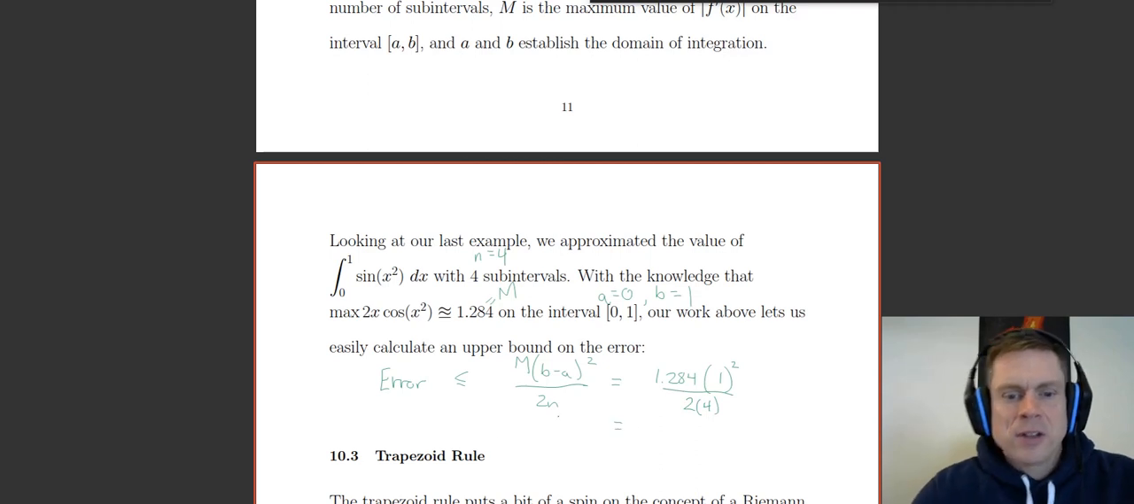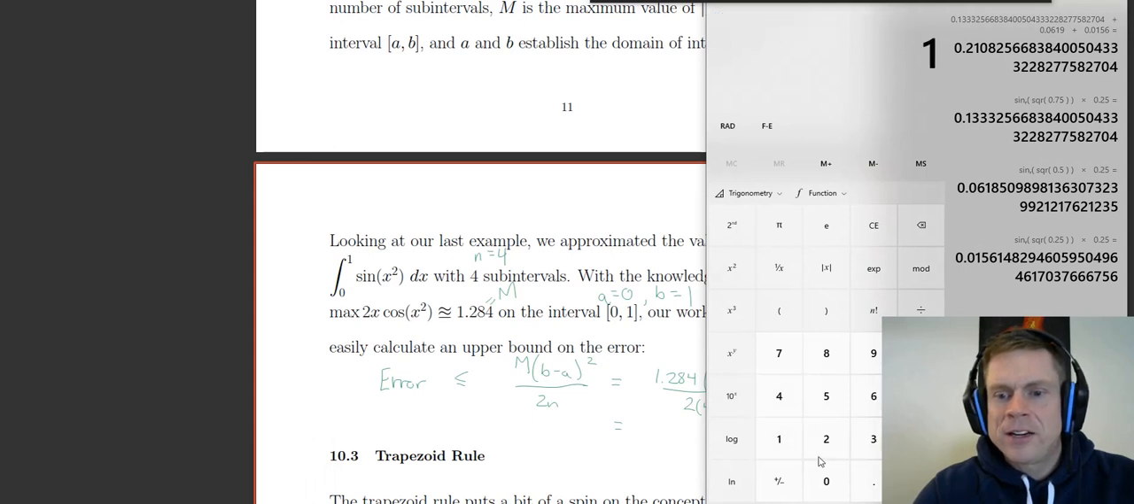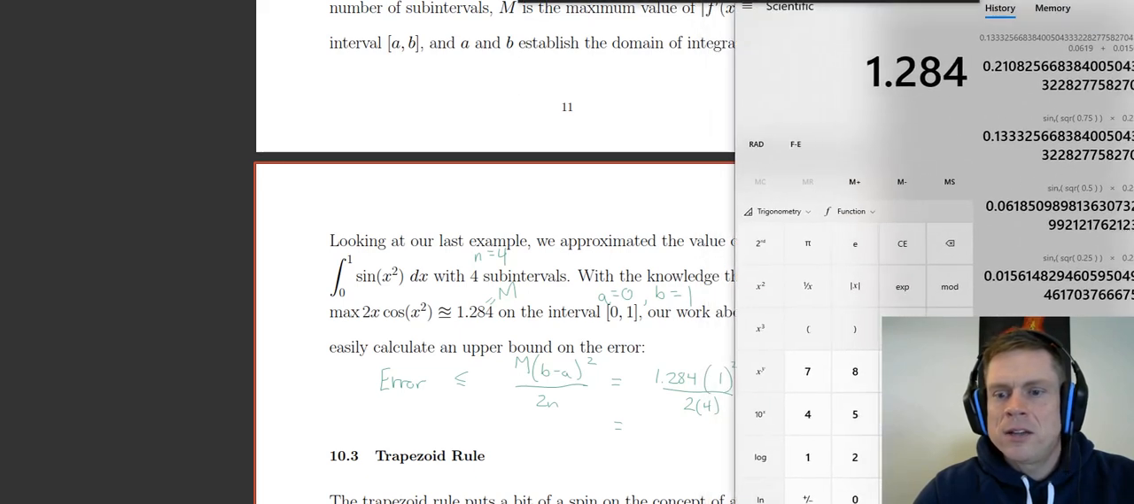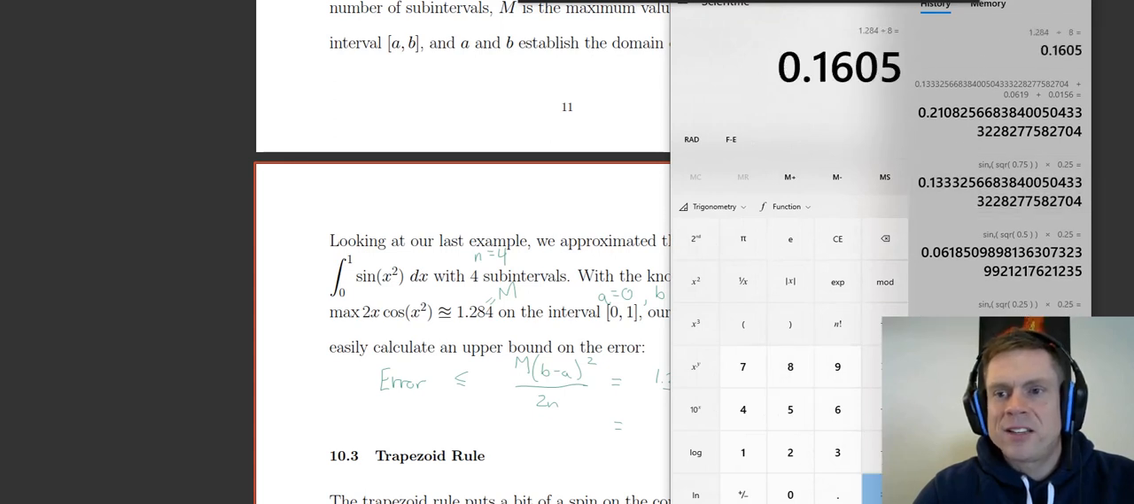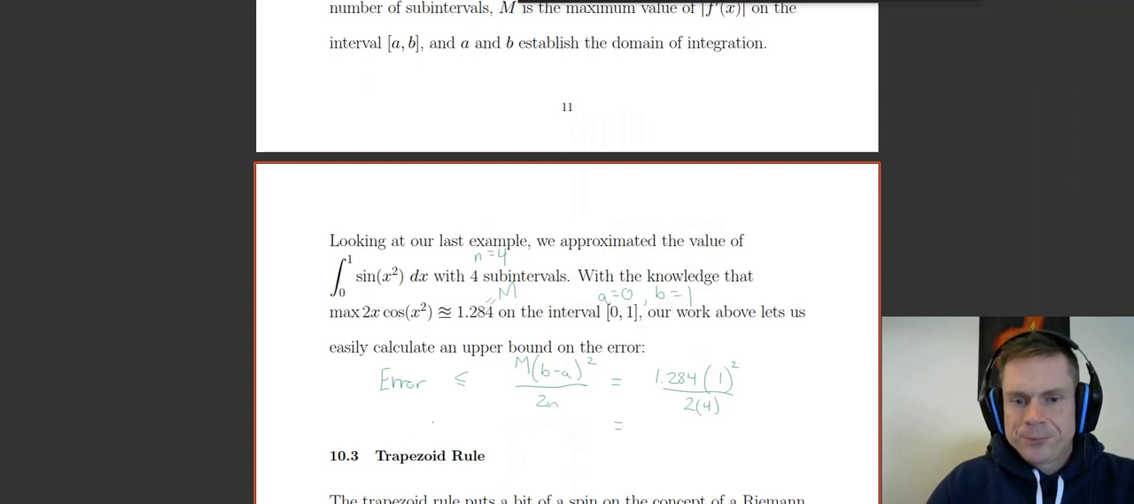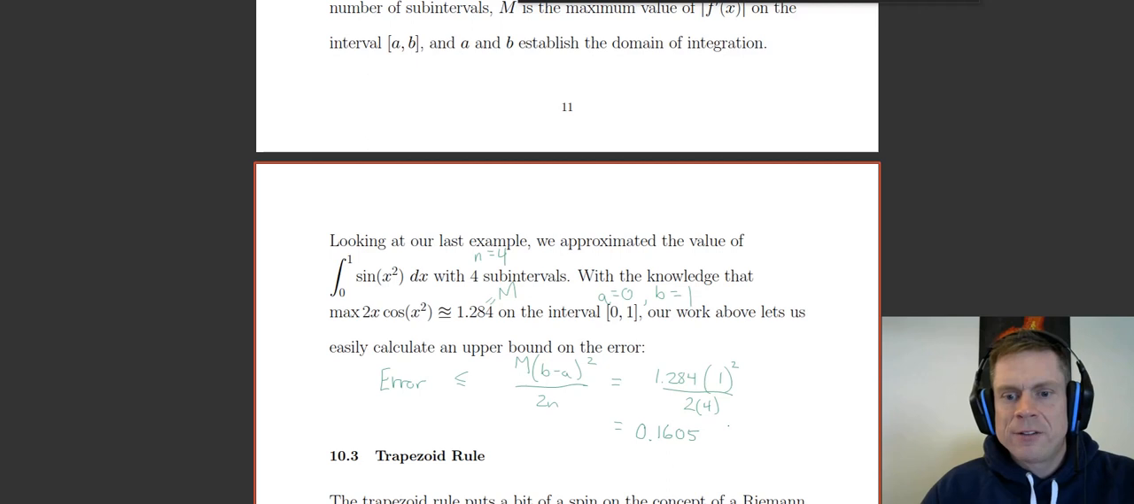If you work this out, I forgot to work this out in advance, so let's just do that. I'll pull up my calculator here. 1.284 divided by 8, and we get 0.1605. And this is the most our estimate might be off by.